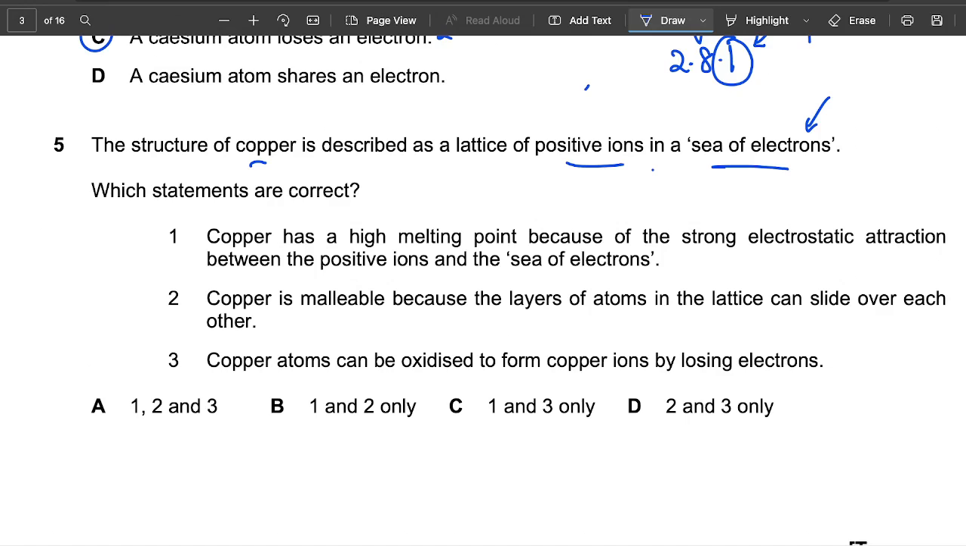Okay, we move on. It says copper has a high melting point because of the strong electrostatic attraction between the positive ions and the sea of electrons. That is true, that is correct. Because it has a high melting point because of the strong force between these ions and the sea of electrons, this one is right. Copper is malleable because the layers of atoms can slide past each other. That is again correct. Whenever we talk about malleable, we always talk about the layers sliding past each other. Copper atoms can be oxidized to form copper ions by losing electrons. Here you remember OIL RIG. When it is oxidation, it is a loss of electrons, and hence this is correct. So the answer is A, quite straightforward. All of them are correct.